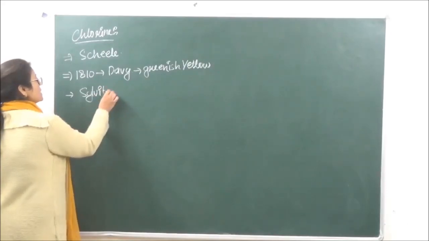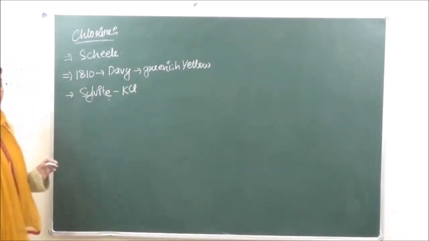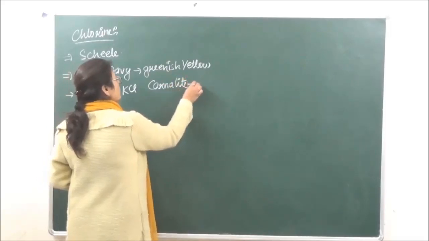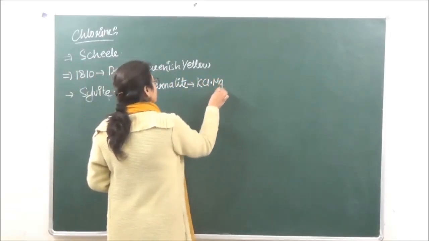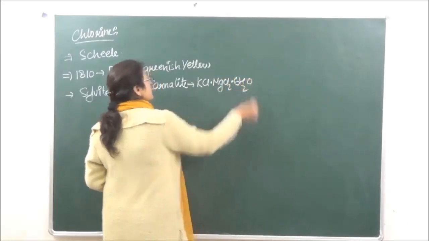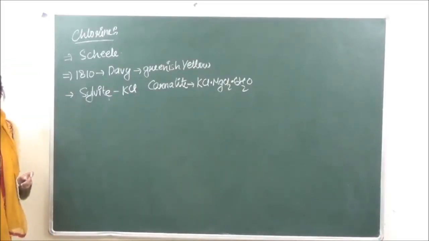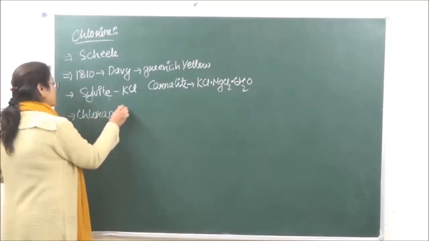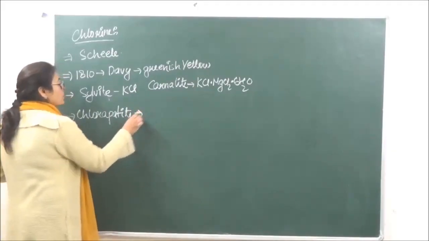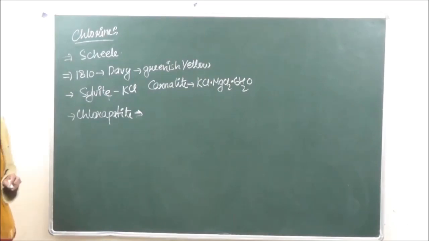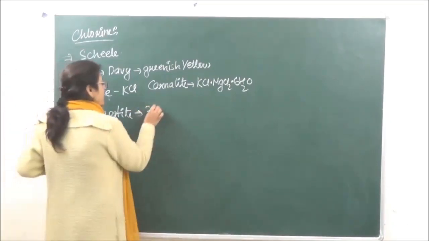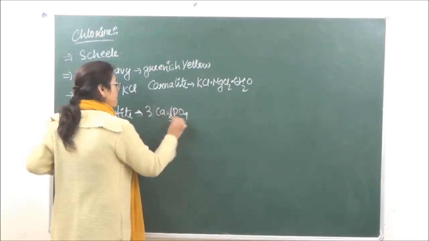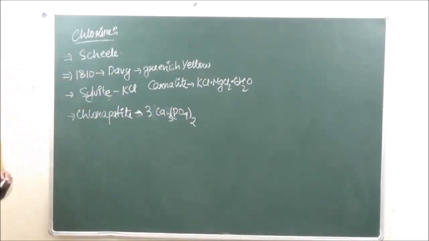The first one, which is Sylvine, is KCl. Okay. And then we have Carnallite. Carnallite is a double salt of KCl dot MgCl2 dot 6 molecules of water of crystallization. ठीक है? Then we have chlorapatite. This has both chlorine as well as phosphorus. So it is calcium phosphate dot CaCl2.